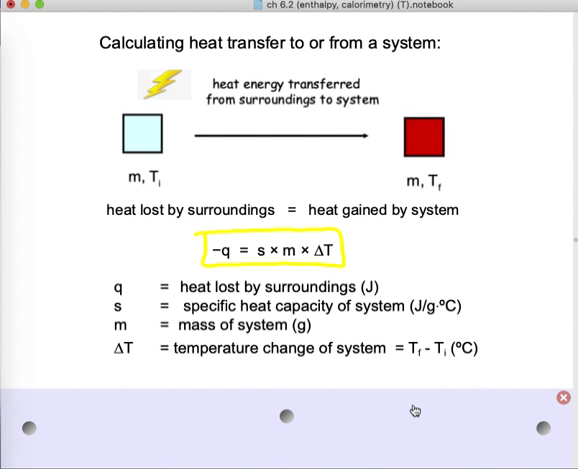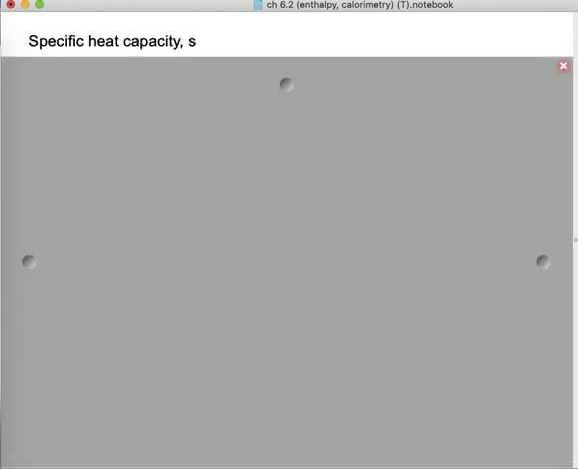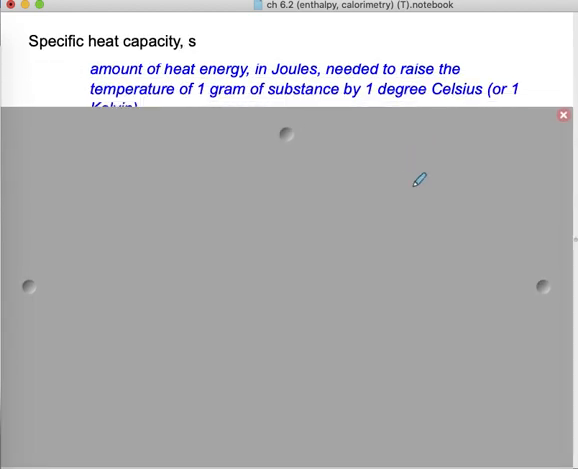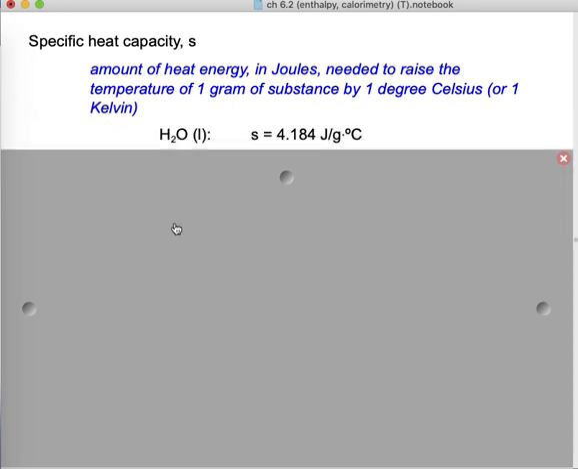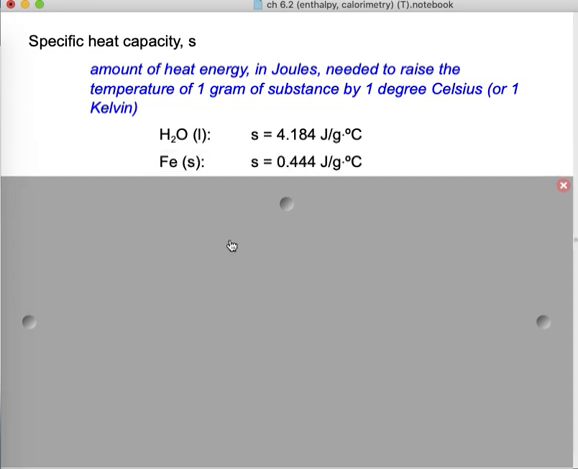Okay? So let's do some problems using this equation. First, specific heat capacity is defined as the amount of heat energy in joules that it takes to raise the temperature of 1 gram of a substance by 1 degree Celsius or by 1 Kelvin. Here are some examples. Liquid water has a relatively large specific heat capacity, 4.184 joules per gram per degree Celsius, whereas iron, like most metals, has a relatively small specific heat capacity.